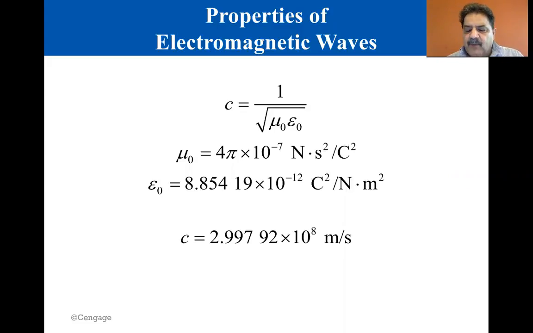Because electromagnetic waves travel at the same speed as light in vacuum, scientists correctly concluded that light is an electromagnetic wave. Maxwell also proved that the ratio of the magnitude of the electric field to the magnitude of the magnetic field equals the speed of light. That is, E over B equals c. Pretty amazing.